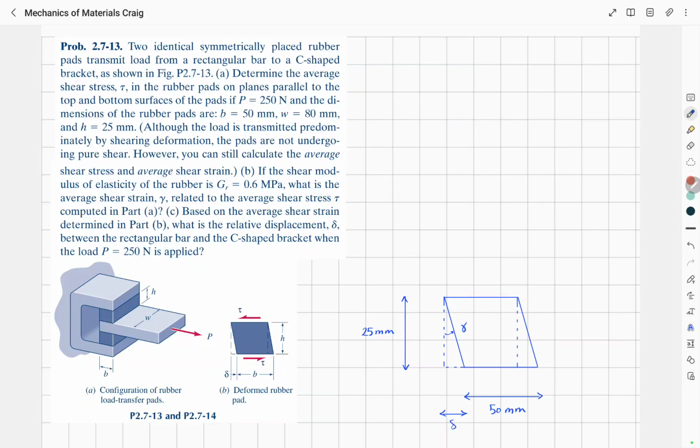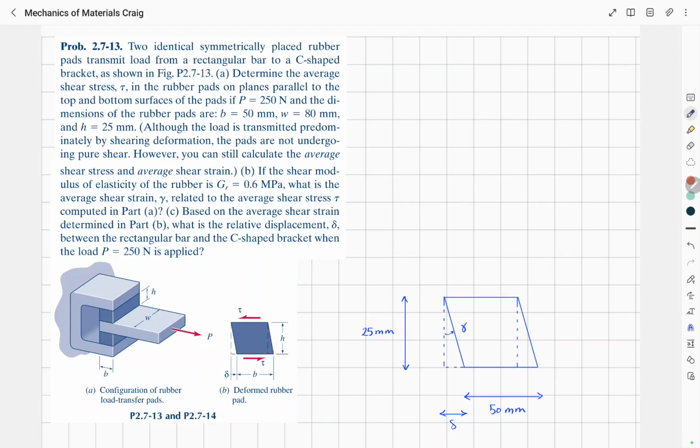In the second part of the question, using the shear stress that we calculated from the first part, and having the shear modulus of elasticity of the rubber, which is 0.6 megapascal, the question wants us to calculate the average shear strain. And finally, in the last part, based on the average shear strain that we calculated in part B, the question wants us to calculate this relative displacement delta that can be seen here in the rubber.